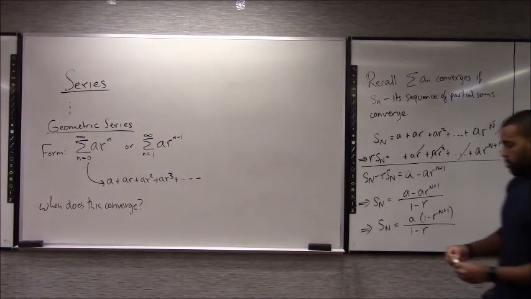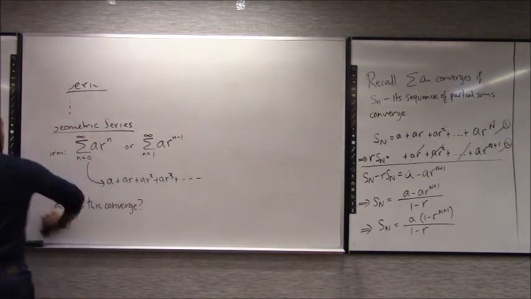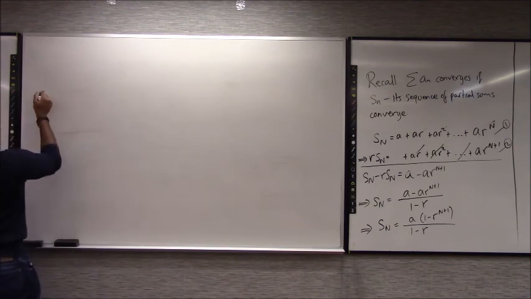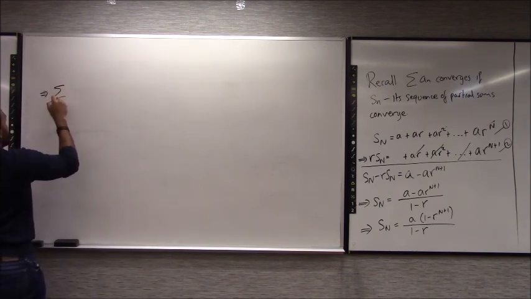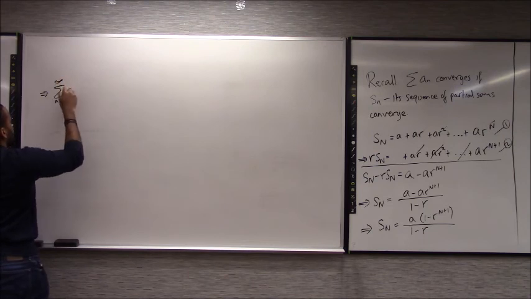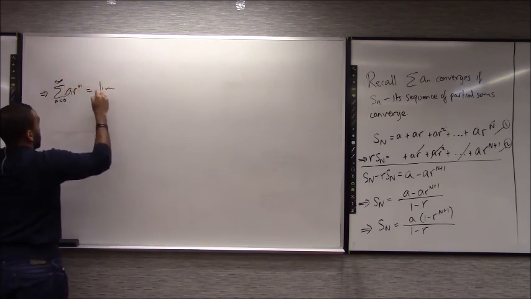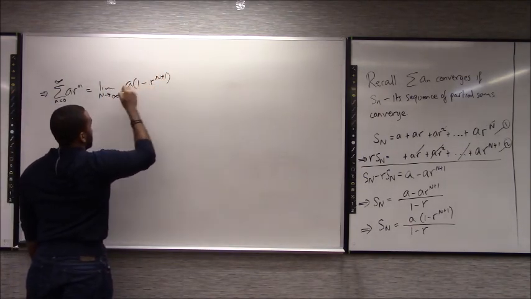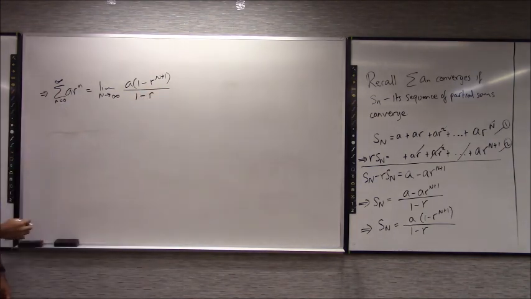And so what would this series actually converge to? Well, it converges to the limit of the partial sums. So this would mean we find the limit of that. Now you're going to notice certain things. This will actually depend on what your r value is. Remember your a and your r are constants.